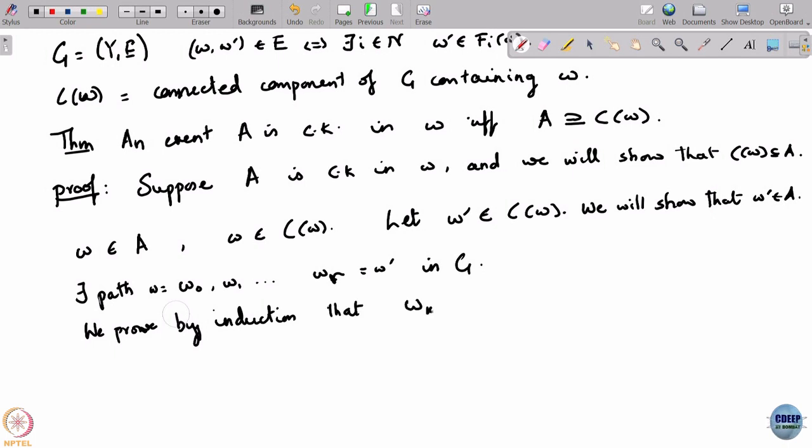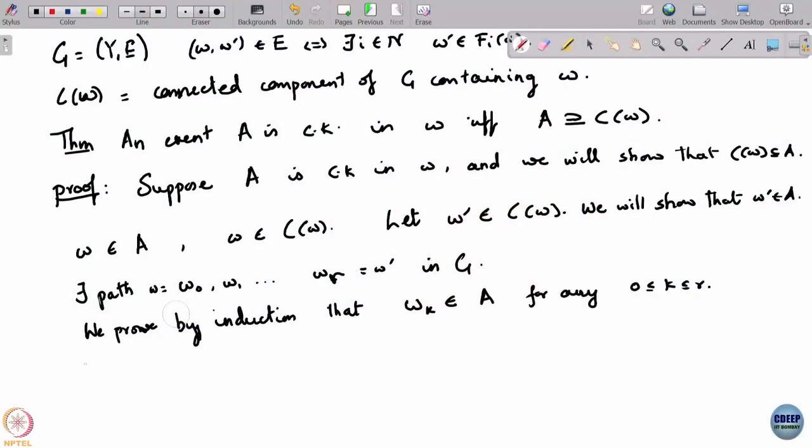That omega k belongs to A. Actually, all we wanted to show was that omega dash belongs to A, but we will end up showing something stronger. We will show that the entire path actually belongs to A. That comes for free through the whole argument. So we will show that omega k belongs to A for any k between 0 and r. Obviously it is true for k equal to 0, because omega 0 we took as omega itself. So the induction hypothesis is true for k equal to 0; that's your base case. Now assume it's true for some k.